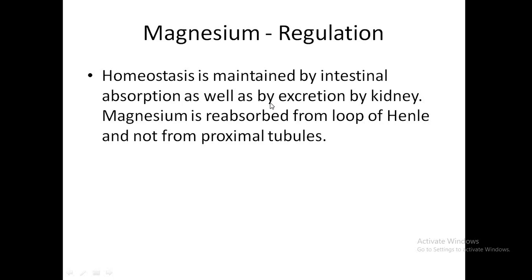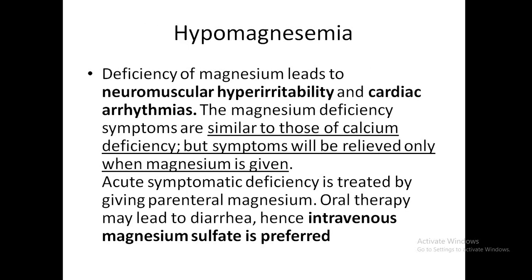And magnesium is regulated by intestinal absorption and by renal excretion. It is reabsorbed from the loop of Henle only, and not from the proximal tubules. Hypomagnesemia is caused by the deficiency of magnesium, and it leads to neuromuscular hyperirritability, whereas increased magnesium will cause neuromuscular or neurological depression. So deficiency will cause irritability of the CNS and also cardiac arrhythmias.